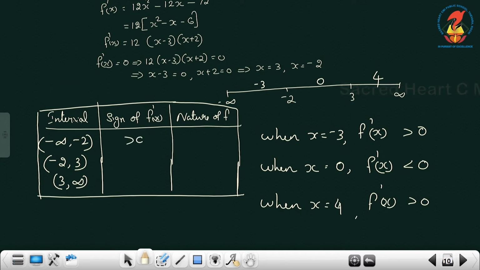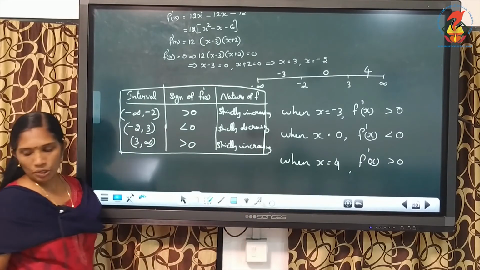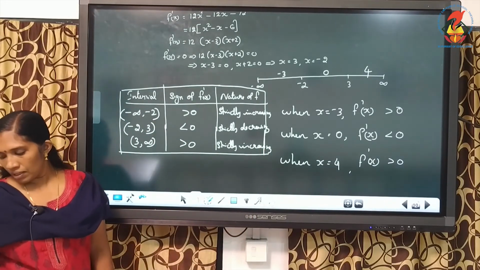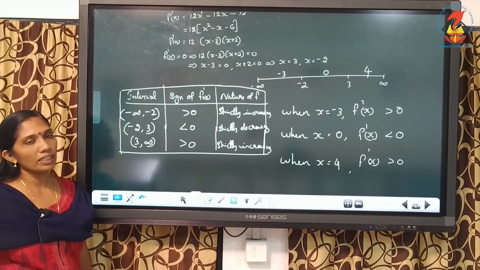So first interval positive, negative, positive. Positive means greater than 0, means strictly increasing. Negative means strictly decreasing. And greater than 0 again, that is strictly increasing. So in the first interval it is increasing, second one decreasing, and 3 to infinity increasing.